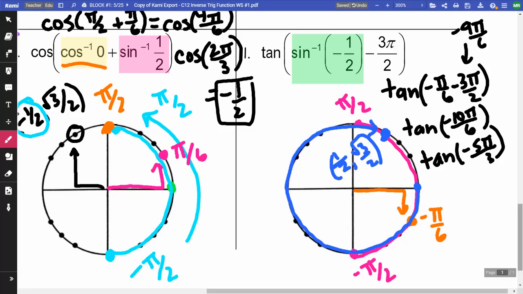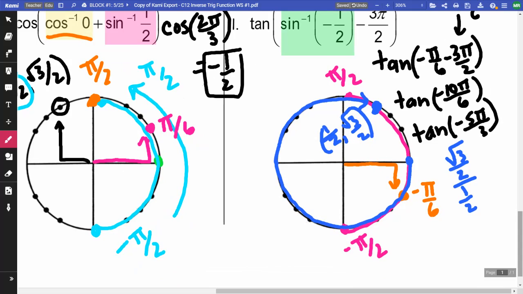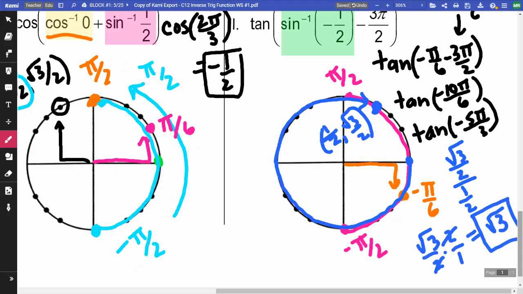So the tangent is going to be my y over x. So I'm going to have √3 halves over 1/2. I can clean that up by taking √3 halves times the reciprocal 2 over 1. My 2's cancel out and I get √3. And that is my final answer.